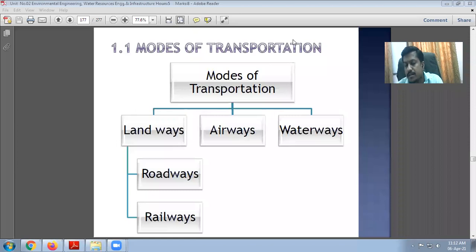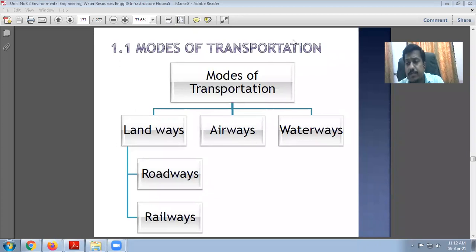So why are these transportation networks important, or why are they required? Because for whatever business trading is going to happen, you may take some products from the village to the city area, or to different talukas and district places. If you want to take that material from one position to another, definitely you require some mode of transportation. As far as the modes of transportation are considered, there are three major types, as you can see on the screen: landways, airways, and waterways.